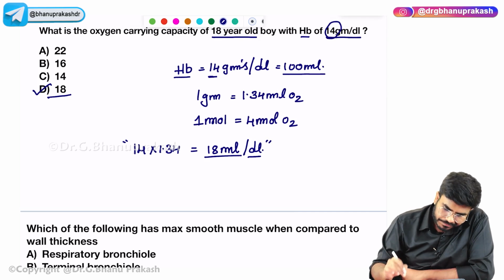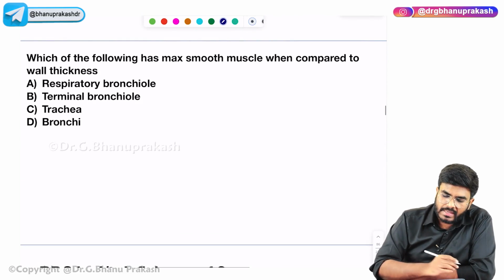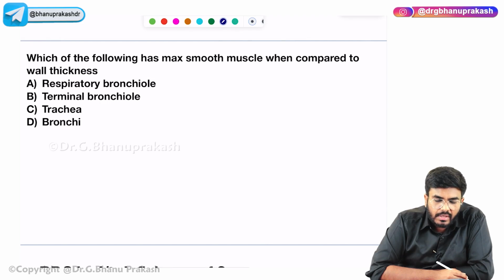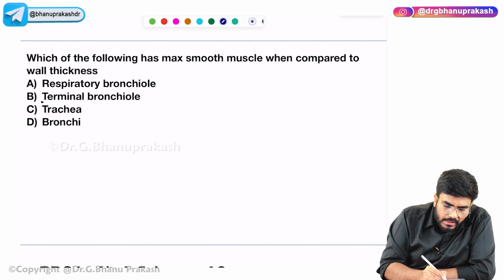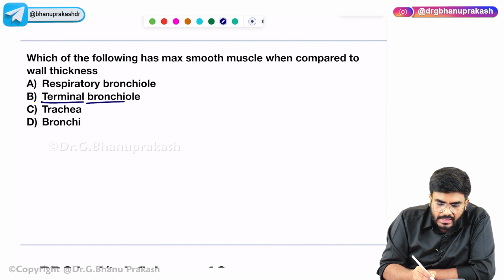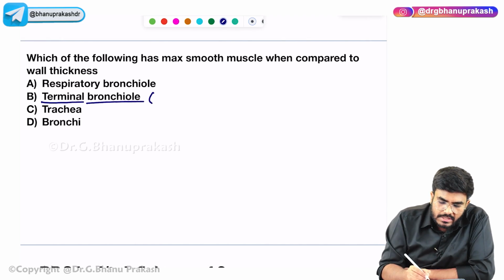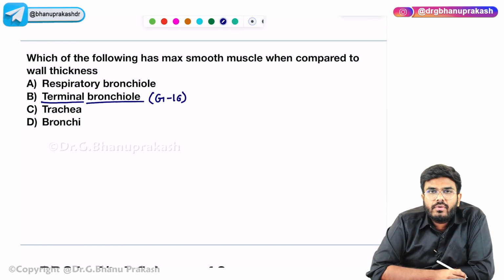Something like that. Now, which of the following has maximum smooth muscles when compared to the wall thickness? Maximum smooth muscles are present in terminal bronchioles. I have already taught you this in the rapid revision. Terminal bronchioles, generation number 16, have the maximum amount of smooth muscle.